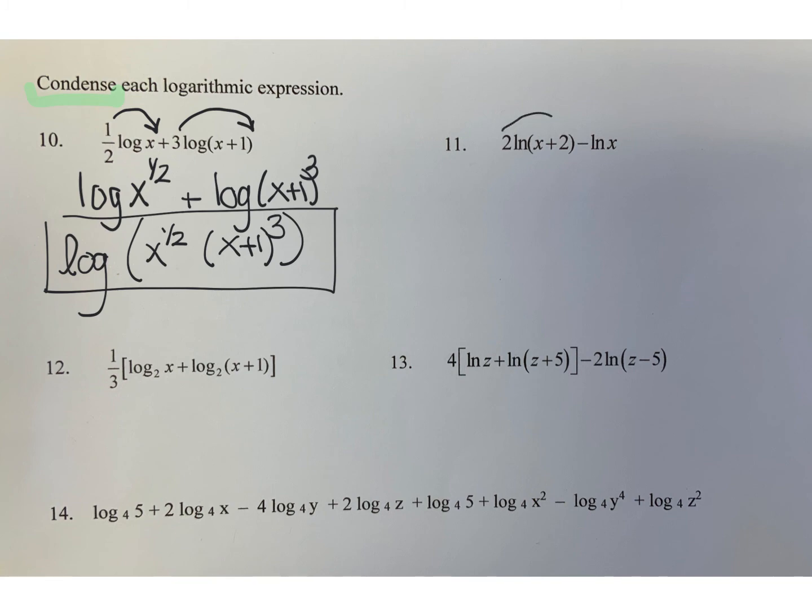The next one, you pop your power up top. So this is going to be ln of x plus 2 squared minus ln x. They're subtracting, so the one that has the minus sign has to go on the bottom. Let me erase really quick. Sorry, I didn't leave enough room. So on top, I'm going to have x plus 2 squared over the x.